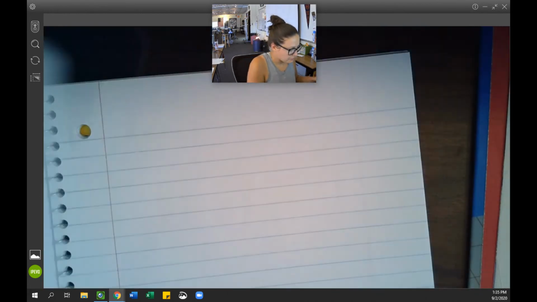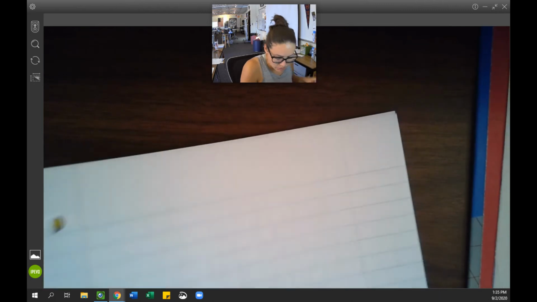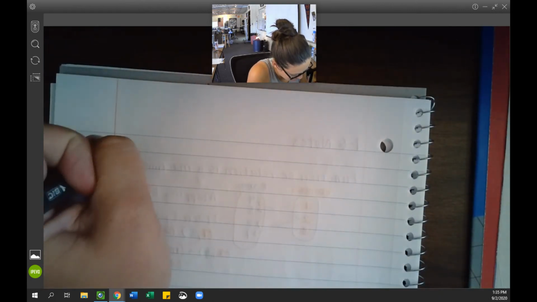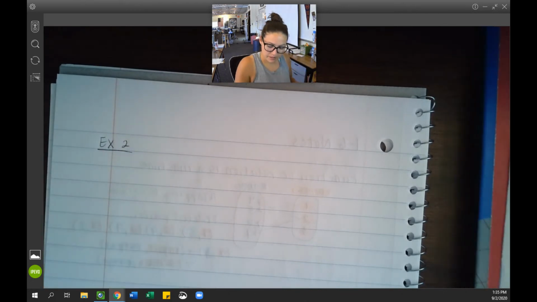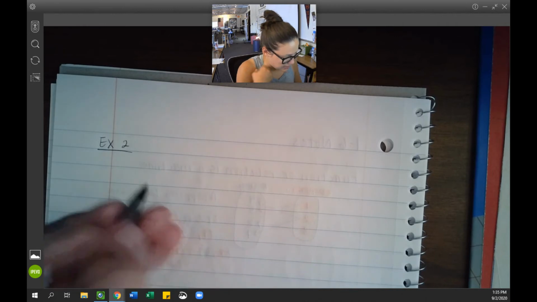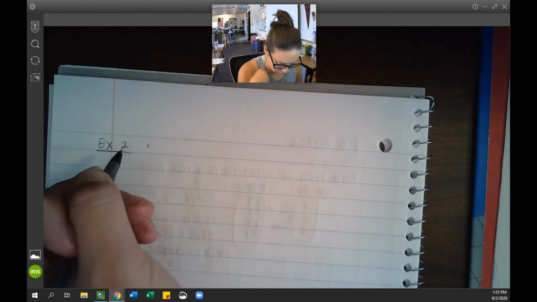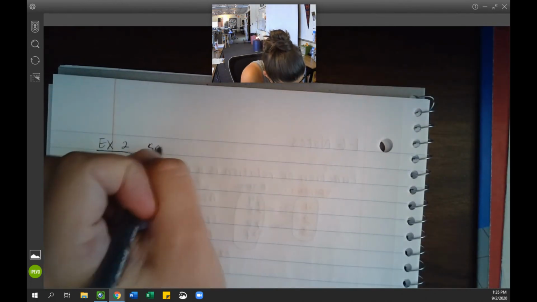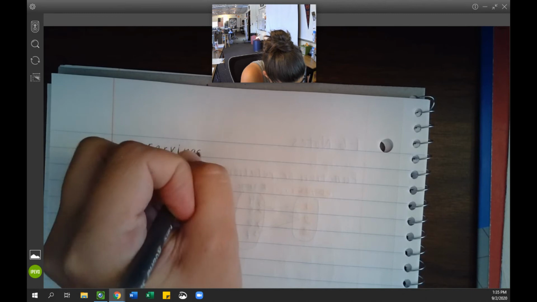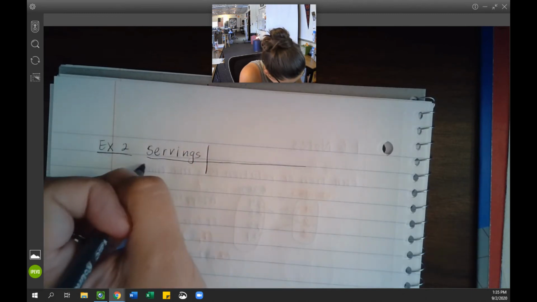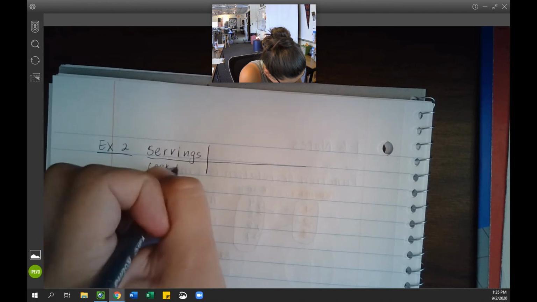All right. Let's take a look at example 2 on the bottom of page 45. It says determine whether each relation is a function. So I'm just going to copy this down real quick. Servings and cook time.